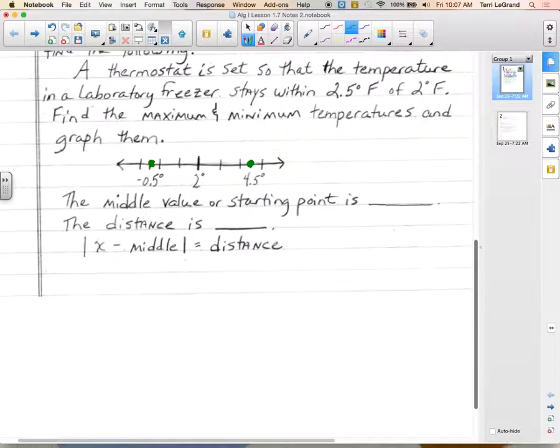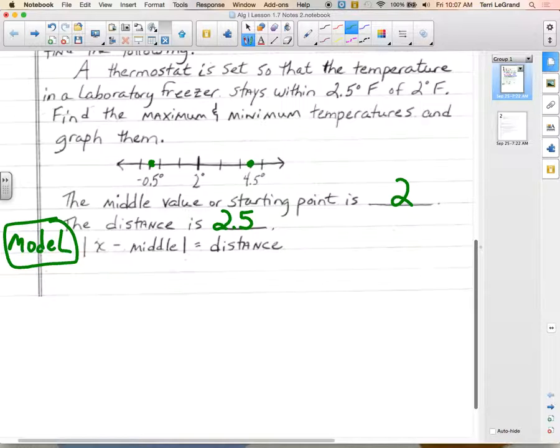So what's the middle value, our starting point in this one? 2. Yeah, 2 is. What's the distance that it can vary by? 2.5. Okay. So here's a model right here. This is the model for setting up, and this is, memorize it. This is how you will set up your absolute value equations. You will subtract the middle from x. That's what's going to be your absolute value expression. And you're going to set it equal to the distance, or in other words, how much can it vary by.